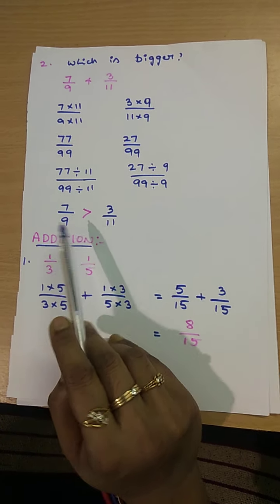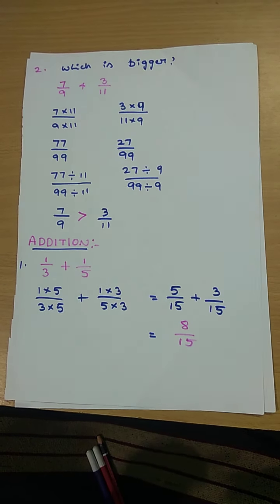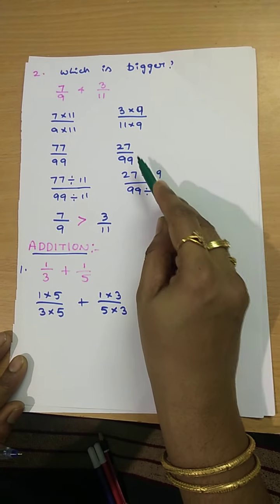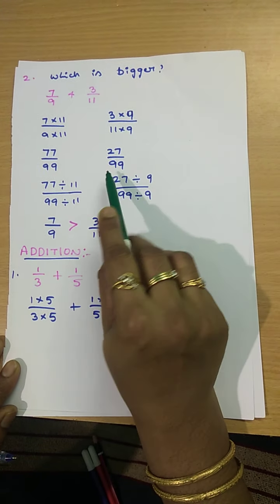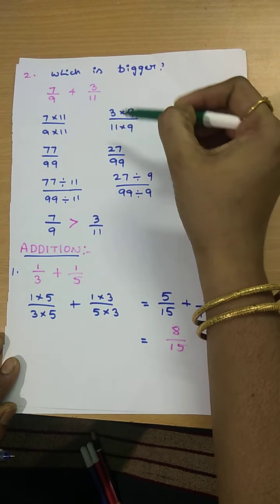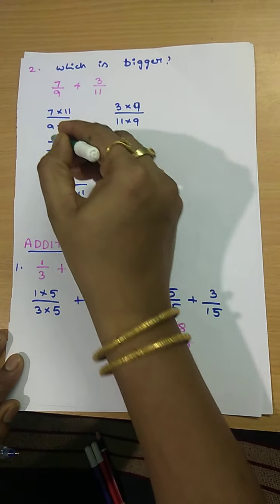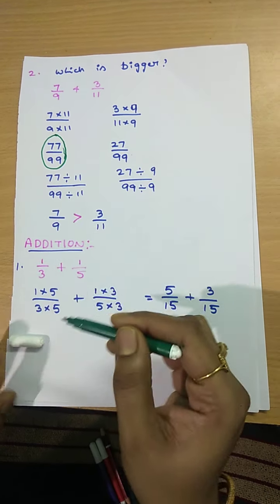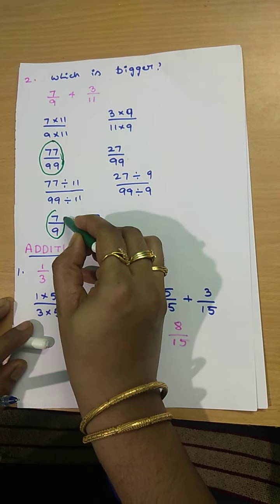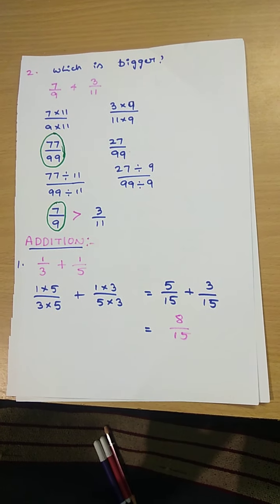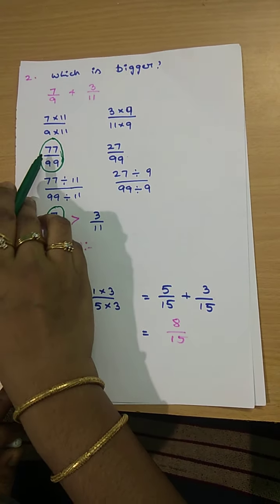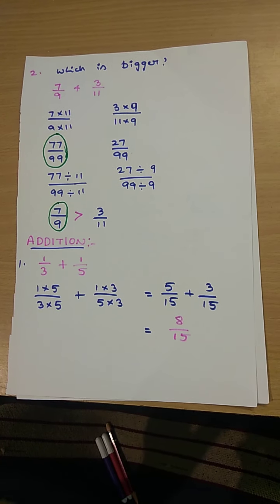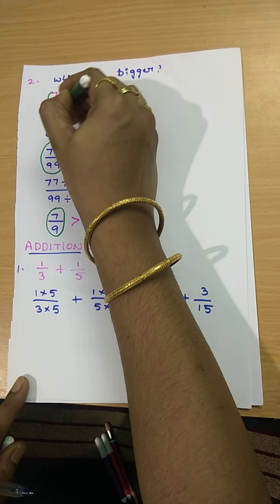Now we can say easily this fraction is 77 divided by 99 and 27 divided by 99. I have changed these unlike fractions into like fractions. So we can say that 77 divided by 99 is bigger. Here 7 by 9 is bigger. 77 is more, 27 is less. So we can say 77 by 99 is the bigger fraction, 7 by 9 is the bigger fraction.